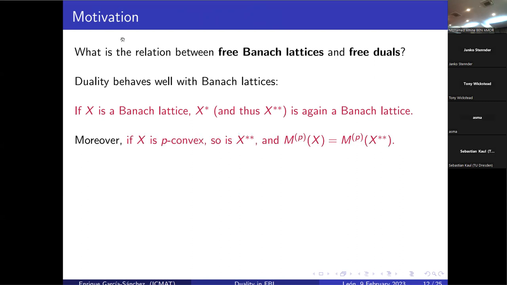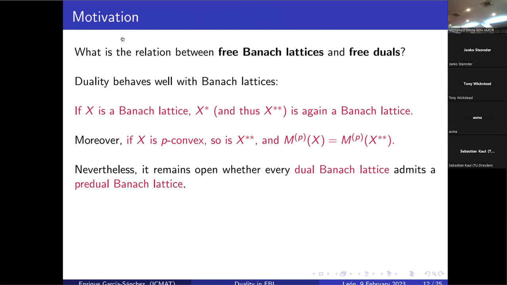If we start with a p-convex Banach lattice, its bidual is also a p-convex Banach lattice. We preserve the p-convexity constant, but it is not a perfect relation because, for example, it remains open whether every dual Banach lattice, that is, a dual Banach space which admits a lattice structure, should have a pre-dual which is also a Banach lattice. It is not known. It's known for the separable case, but not in general.